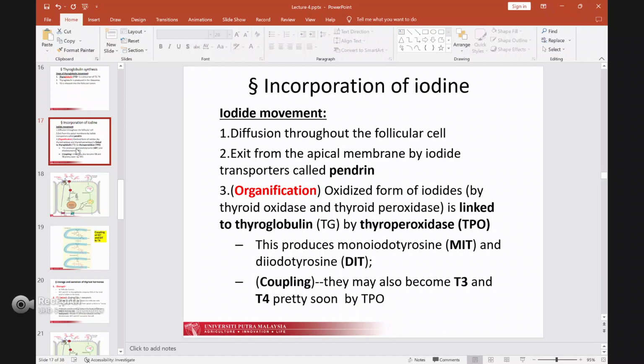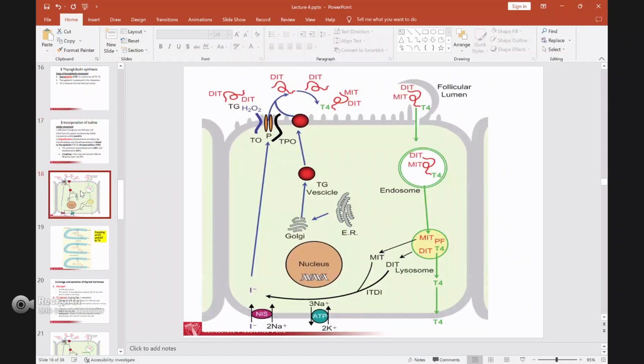The difference between T3 hormone and T4 hormone is the number of iodine. T3 has 3 iodine, while T4 has 4 iodine. The coupling reaction is also catalyzed by the enzyme thyroperoxidase or TPO. So this is the summary of the whole process.